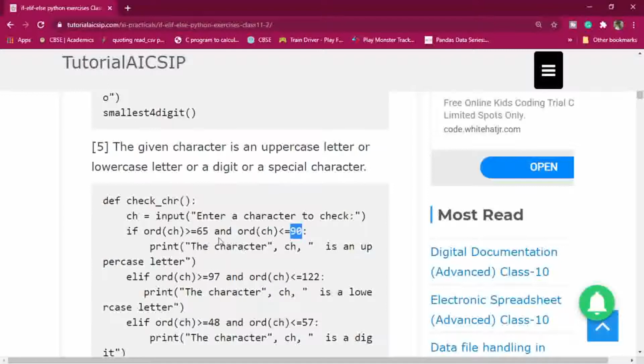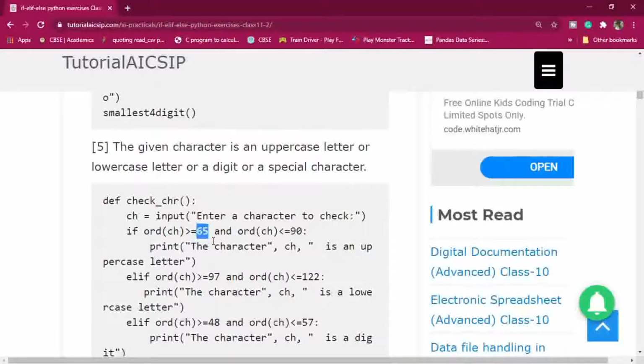That ASCII form and all, that post you will get on my blog. There you can also check the class 11 section, you will get that. That link I will also provide in the description. So you can go and check what is ASCII and how it is working. Here the ord function converts your character into ASCII code, so I have written ASCII code.